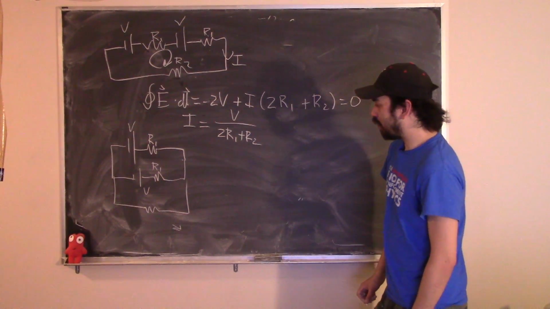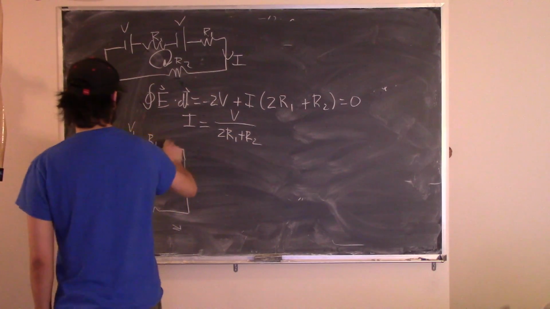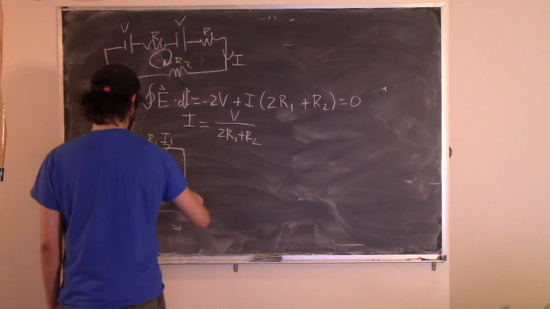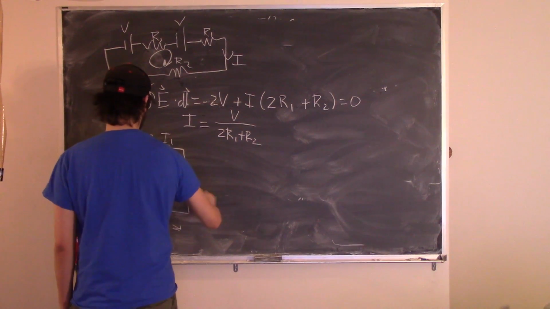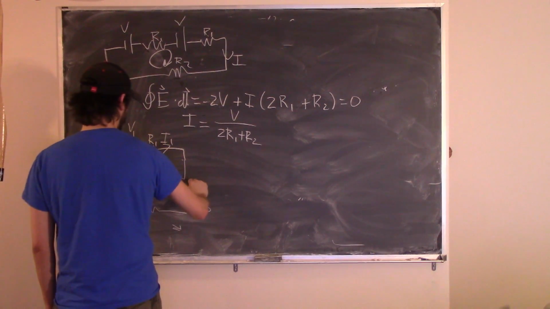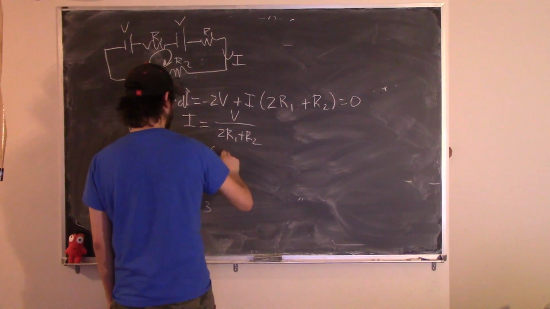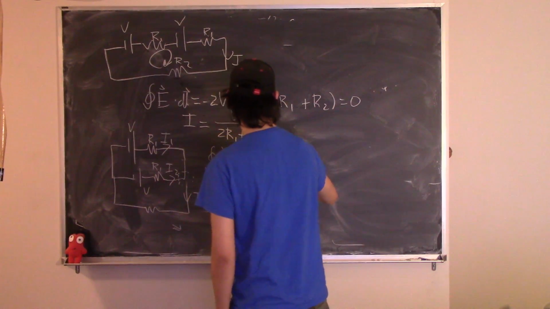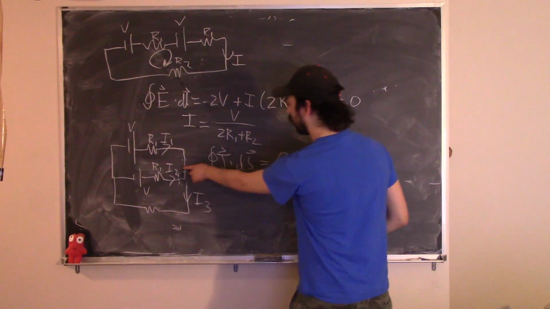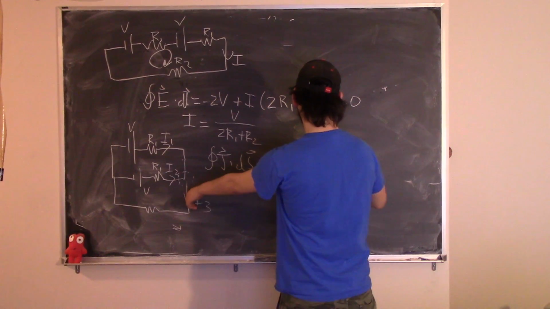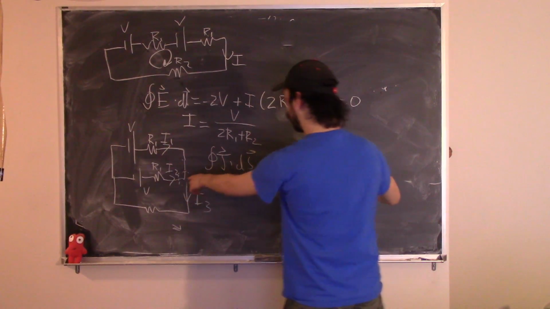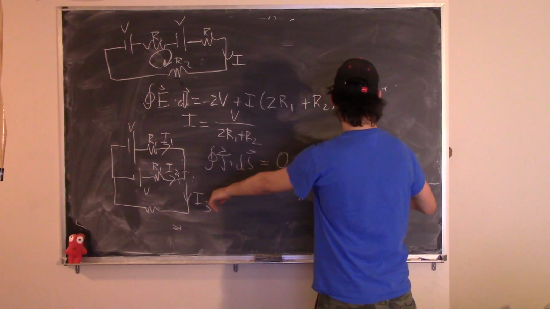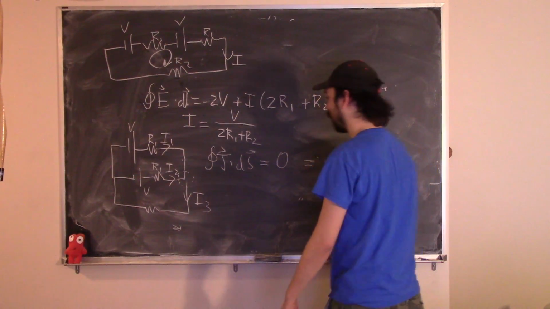So for this one, we can define some current I1, some current I2, and then this is going to be some current I3. Draw some junction, integral j dot ds over the closed surface is going to be equal to 0. And so this says this is equal to minus I1 minus I2 plus I3 is equal to 0. Okay.